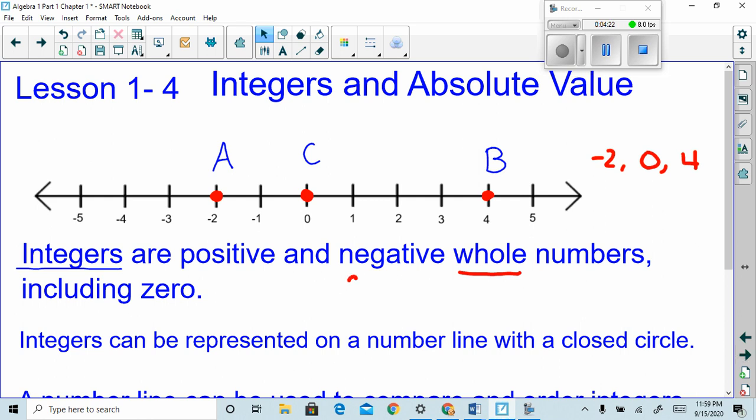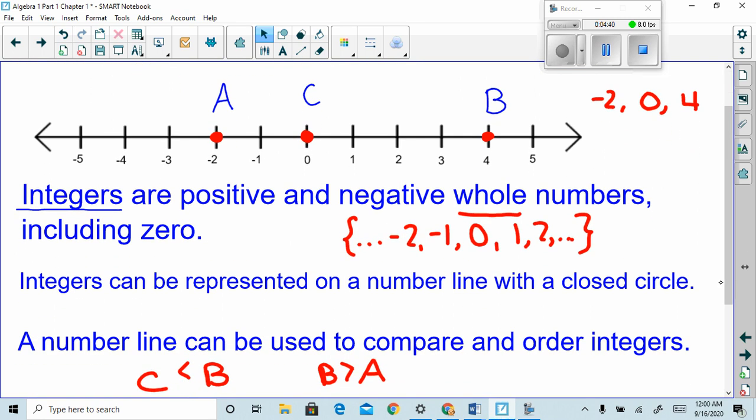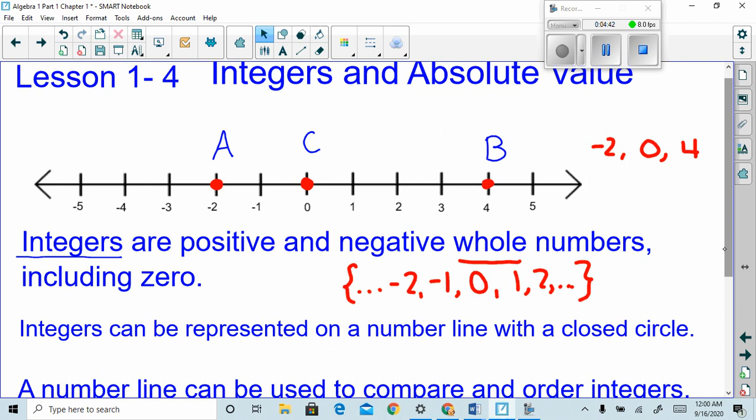So it might look something like this. It goes into negative infinity, and I could have -2, -1, 0, 1, 2, and into positive infinity. So that would be our set. Integers can be represented on the number line, and if you see here, I have represented A, C, and B, and I use a closed circle to graph them on a number line.